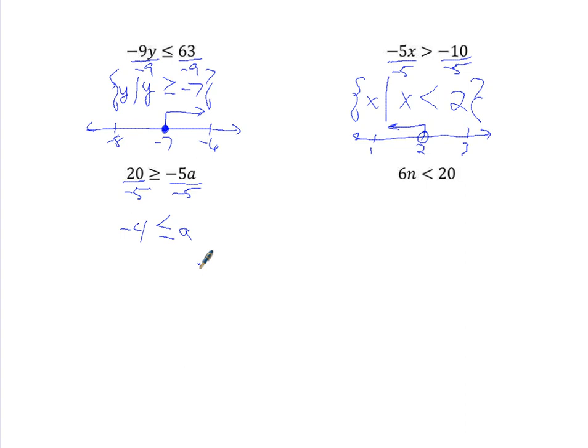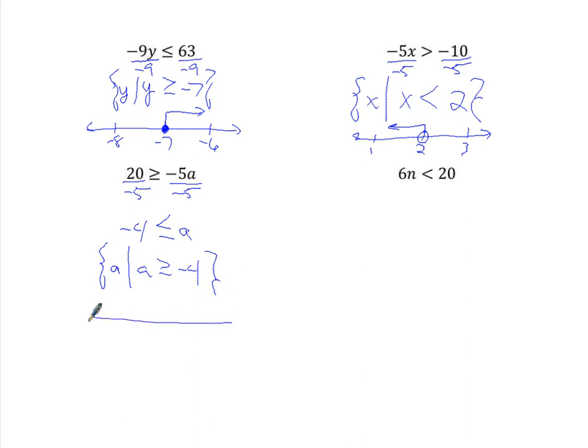But now the a is on the wrong side. We need the a to be on the left. So that means I need to read this backwards. A is greater than or equal to negative 4. It's the same answer. It's not like we're flipping the inequality back. We're just reading it backwards and writing down what we read backwards. Now we can put that in set builder notation.